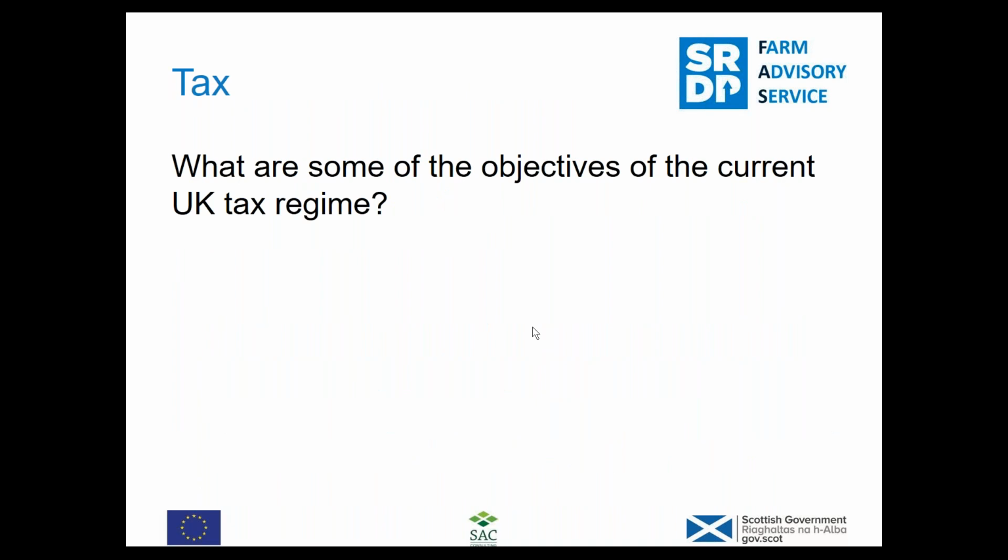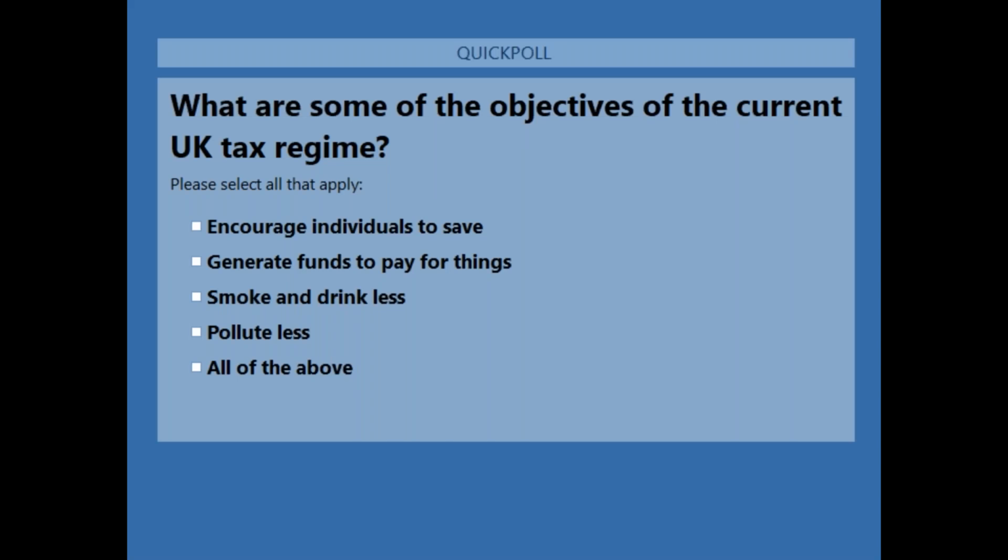So on to tax then. What are some of the objectives of the current UK tax regime? What is the point of tax? I'm going to get you to do another poll, another question. So if you can check the relevant boxes that you think are the objectives of the tax system in the UK, I'll give you 5–10 seconds.